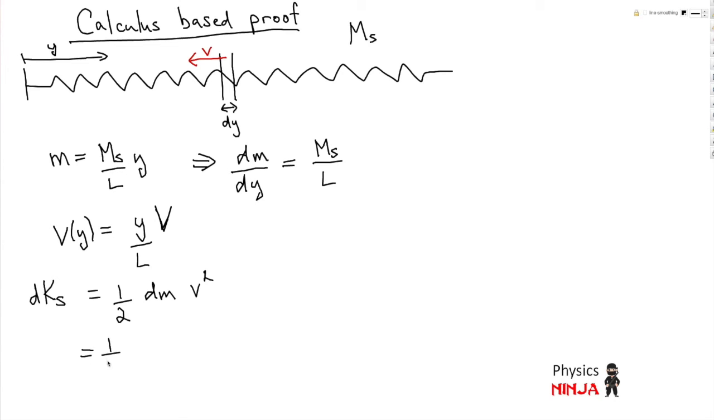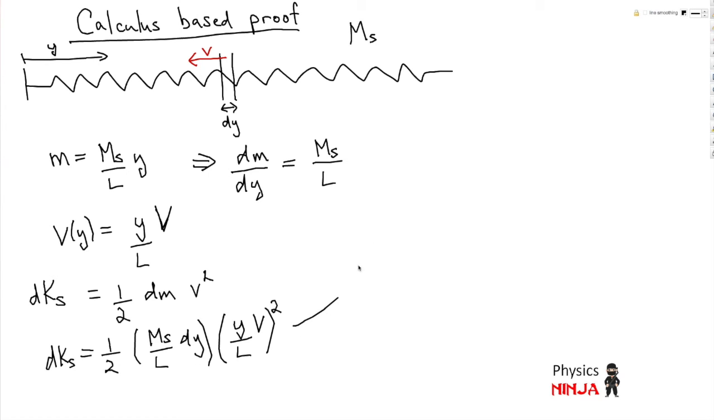Okay, so now we're just going to substitute in some of our terms. That tiny little bit of mass is simply going to be equal to, just rearranging that first equation here, ms over L dy. And now I've got to substitute in the expression for the velocity of that tiny segment of spring. Here you get y over L times v, and you can't forget to square the whole thing. So that is the tiny contribution to the spring kinetic energy from one tiny segment of the spring.